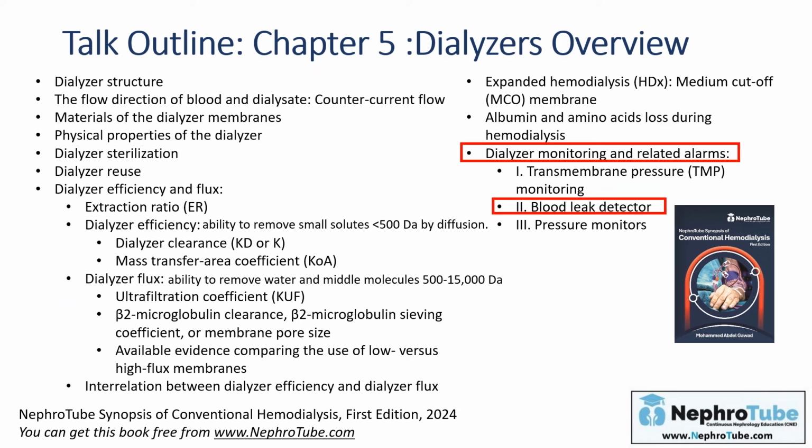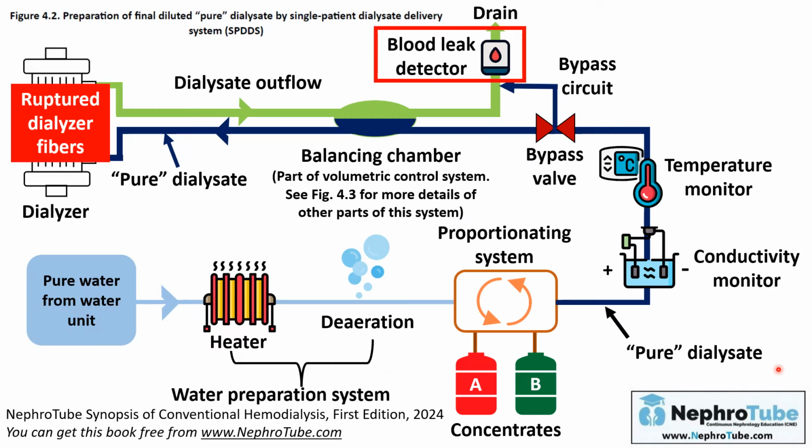The second alarm related to dialyzer monitoring is the blood leak detector. We talked about it in detail in the last lecture on the dialysate circuit, but again rapidly, the blood leak detector is present at the drain of the dialysate. If it detects any blood in the dialysate, this means that there is a rupture of the fibers of the dialyzer. And you can go back also to the previous lecture to check what we mentioned about false blood leak detector alarms.